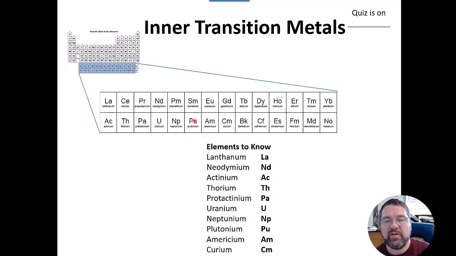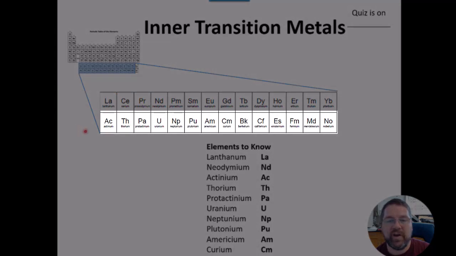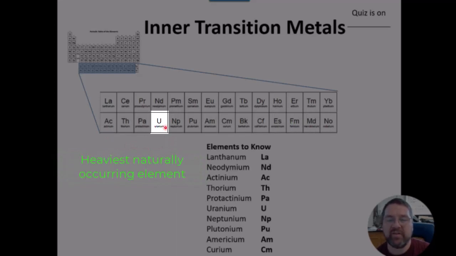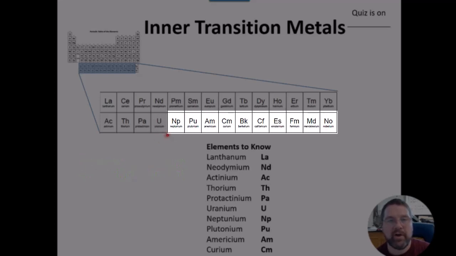The elements that are in the lower series there are known as the actinide series elements. Their claim to fame is that they are all radioactive. They all are unstable and they will radioactively decay. Uranium is the heaviest naturally occurring element that we have on the periodic table. Everything beyond uranium, element 92, from neptunium on up, they are all synthetic elements.